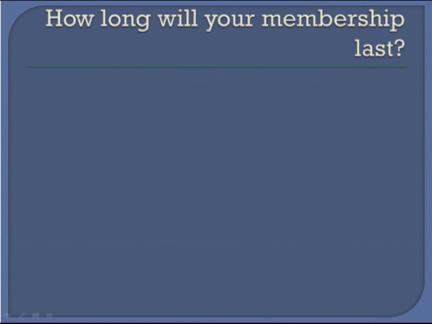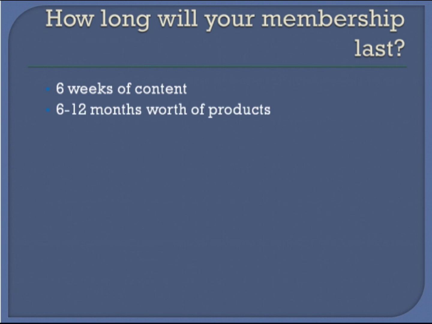Then you're going to need to know how long your membership site will last. Now, what you can do initially is gather all the content and see how much content you have, and what kind of content you might need to add. That will tell you how long your membership site will last realistically. You could have 6 weeks of content. You could have 6 to 12 months worth of products. It really depends on your audience and who is buying your products.